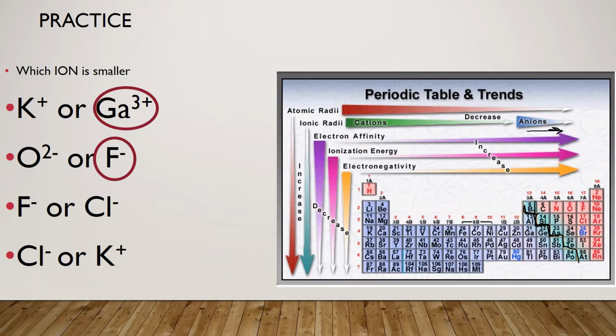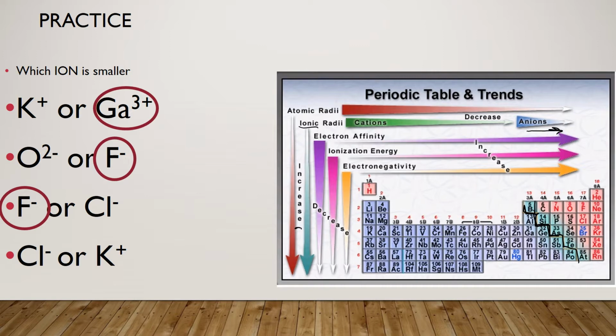Okay, next though we have fluorine and chlorine. Both of these are in the same column, they're both halogens. So now what's deciding? Well, the trend with ionic radius is that as you go down, it increases. Because chlorine has an additional layer of electrons that fluorine doesn't have, that makes chlorine bigger. So that means fluorine is the smaller of the two.